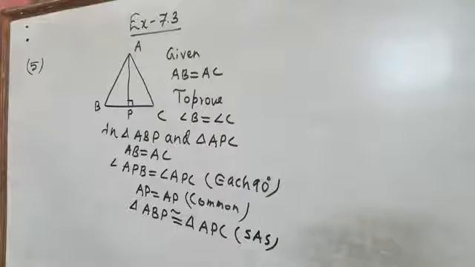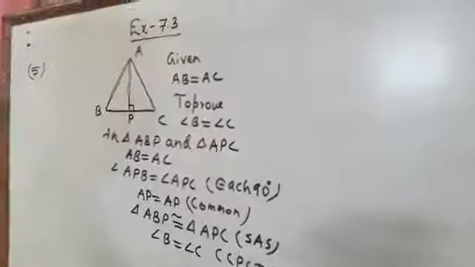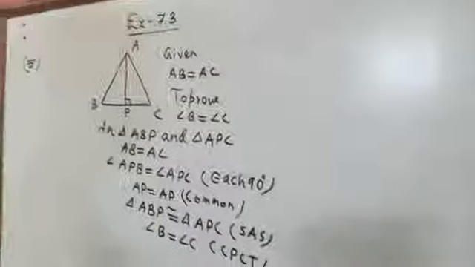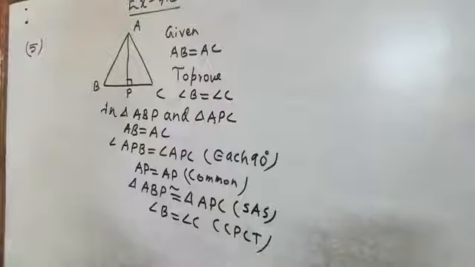If two triangles are congruent, then their angles and sides become equal. Then we can write angle B is equal to angle C, by CPCT, because two triangles are congruent and the corresponding angles become equal. This we were supposed to prove.